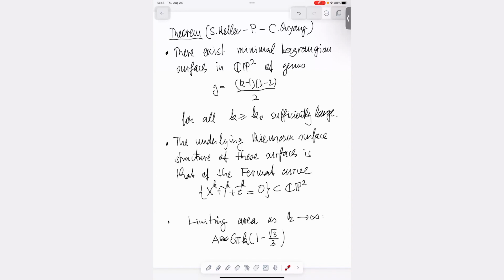Yes, but these are holomorphic. There's a difference. This is also a Riemann surface, but it's holomorphically mapped into CP2, whereas these minimal Lagrangians, they're not holomorphically mapped into CP2. They're real analytically mapped, but not holomorphically. Your question answered? Yes, good.